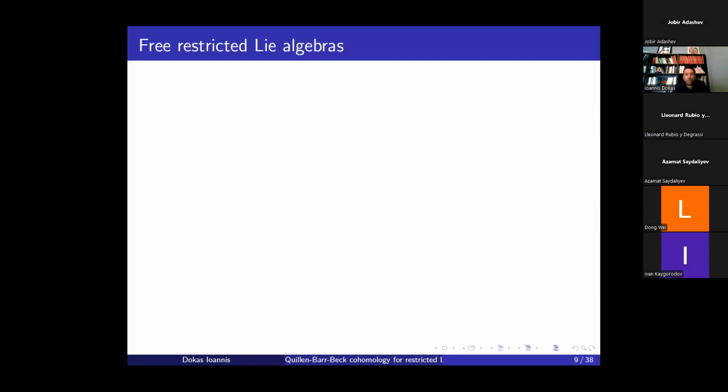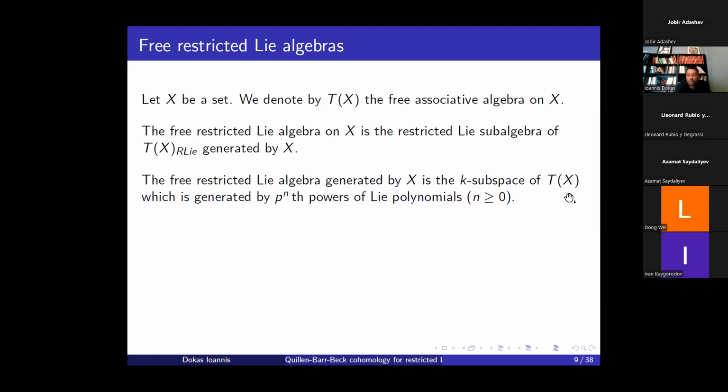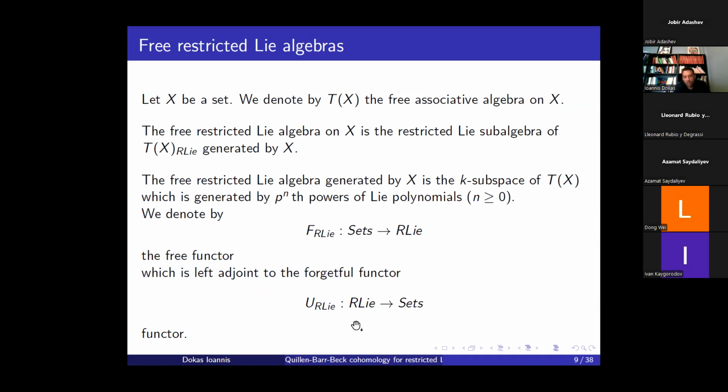Next, I would need the notion of free restricted Lie algebras, because I would need the free functor in order to define cohomology. So let's say X is a set. You can consider the free associative algebra on X, T(X). Then the free restricted Lie algebra on X is the restricted Lie subalgebra of the induced restricted Lie algebra of the free associative algebra on X generated by X. In other words, as a K-subspace of T(X), the free restricted Lie algebra generated by X is generated by p to the nth powers of Lie polynomials. And in this way a functor is defined from the category of sets to the category of restricted Lie algebras, the free functor, which of course is left adjoint to the forgetful functor, the functor which takes a restricted Lie algebra and forgets the structure, and you get a set.